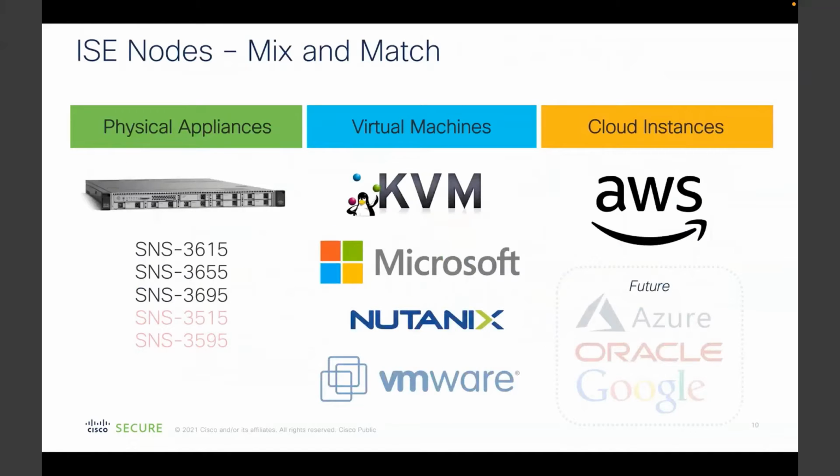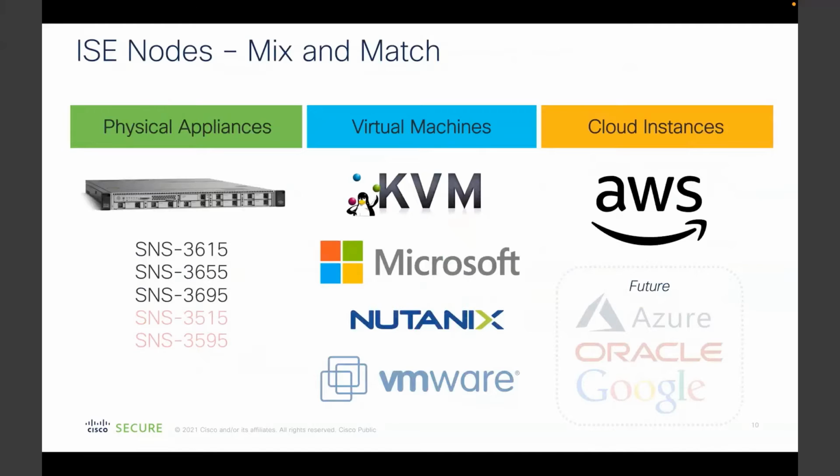So to help you do that, we deploy ISE in a variety of different ways, whichever suit your needs. So the first is a physical appliance. So for that, we have the Secure Network Server, or SNS appliances. And we have a variety of platform sizes, from we used to have the older series, the 3500 series with the 3515 and the 3595.